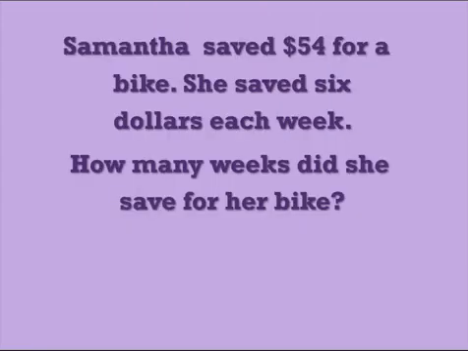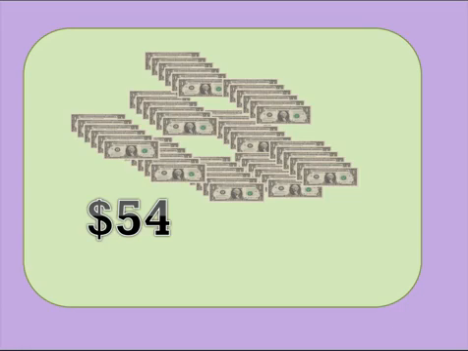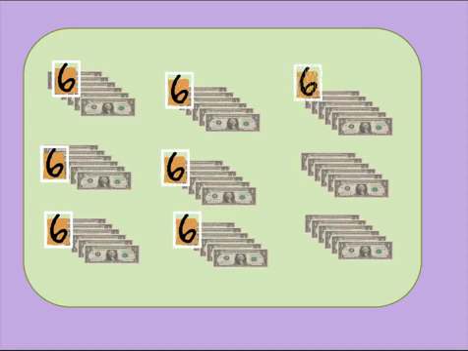All right, let's try this one. Samantha saved $54 for a bike. She saved $6 each week. How many weeks did she save for her bike? I'm picturing $54 that she will group into piles of 6 to show each week. 1, 2, 3, 4, 5, 6, 7, 8, 9. 9 piles, which means 9 weeks.